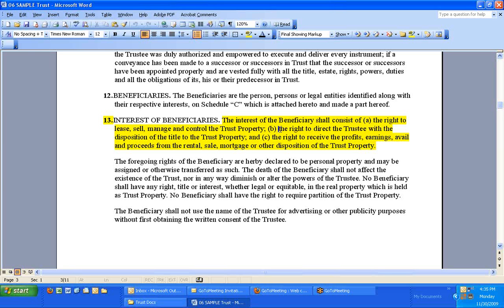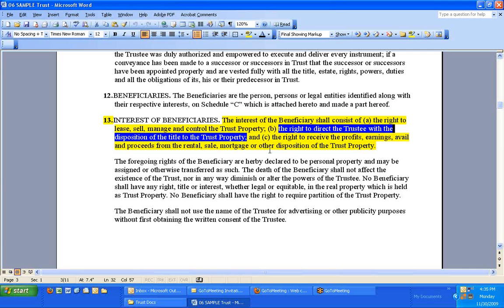But this area right here, the right that the beneficiary, your homeowner, has the right to direct the trustee with the disposition of the title of the trust property, right up to the last minute where the property is being bought from the bank, or from your homeowner actually, through the bank, through a short sale. That homeowner, that beneficiary, has the right to direct exactly what's going to happen. So they're in charge at all times.